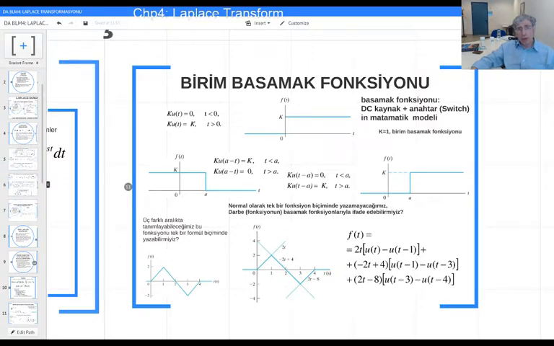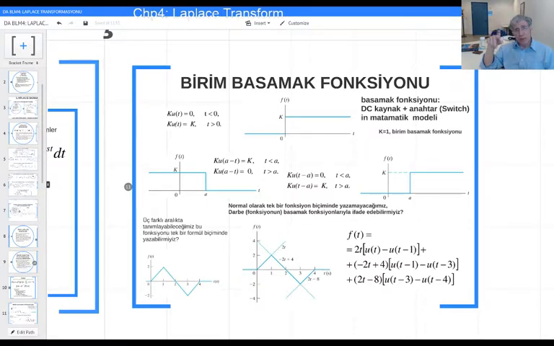Domain, which is called S domain. In order to go into that domain, we've got to know what Laplace transform is. So this chapter is related with Laplace transform. I assume that this is not the first time you are facing the Laplace transform.